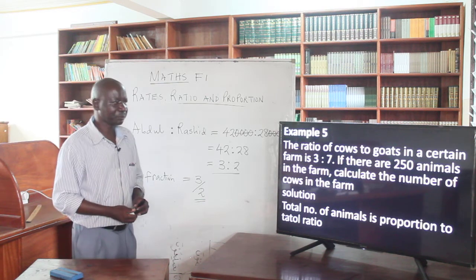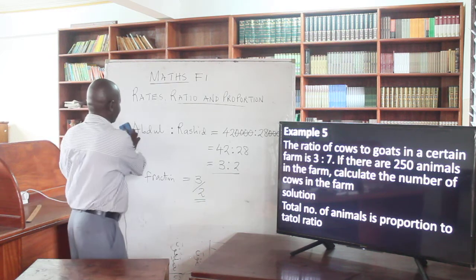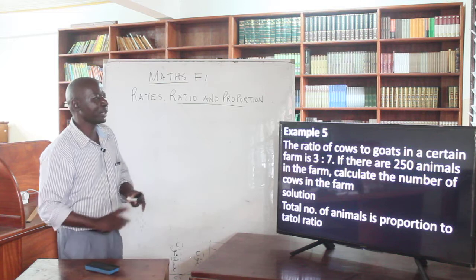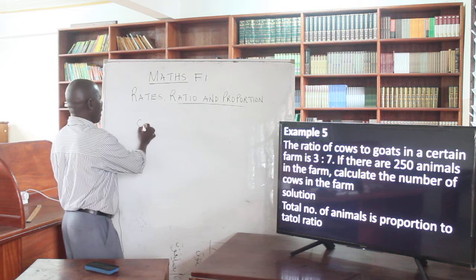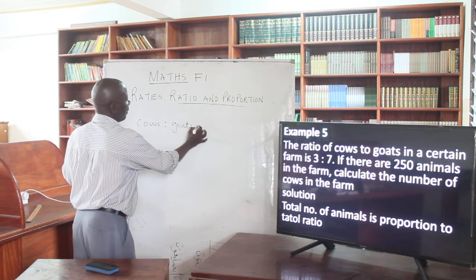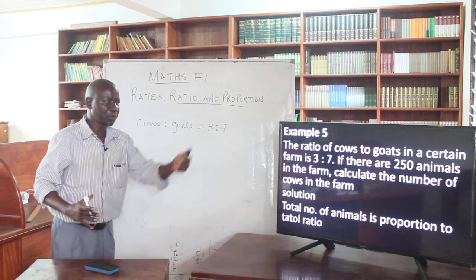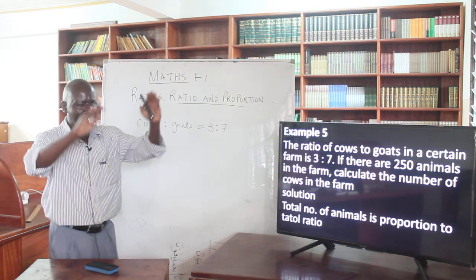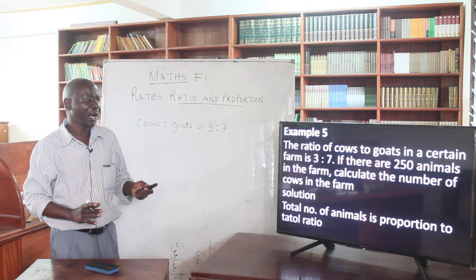This example says the ratio of cows to goats in a certain farm is 3 is to 7. So in other words, you can say cows to goats is in the ratio 3 is to 7, because that is what we are told there. If there are 250 animals in the farm, we can see the total number of the animals in the farm is 250. Calculate the number of cows in the farm.